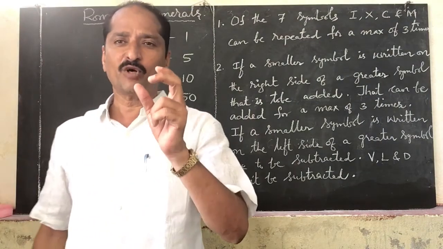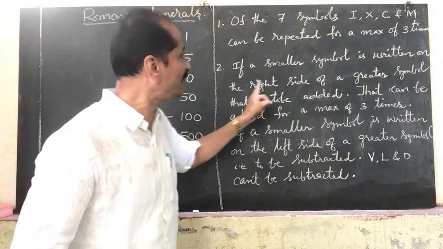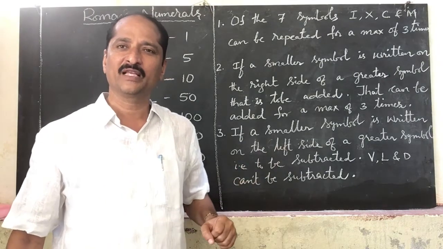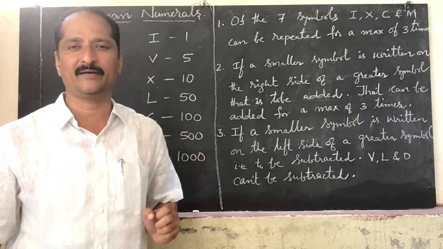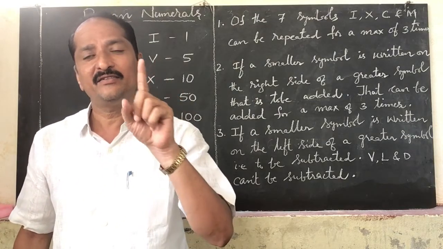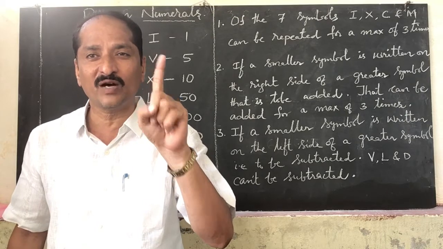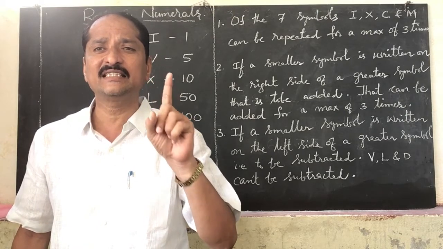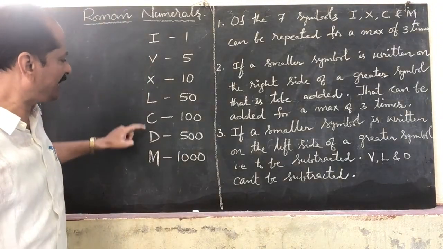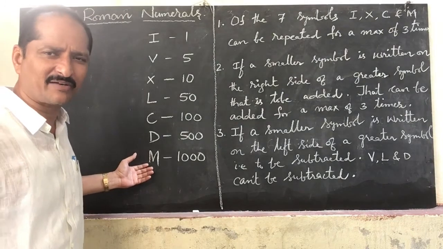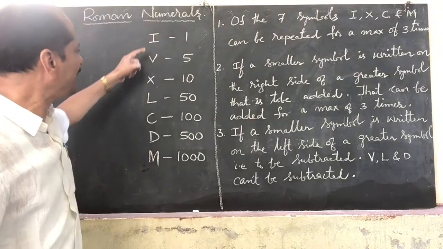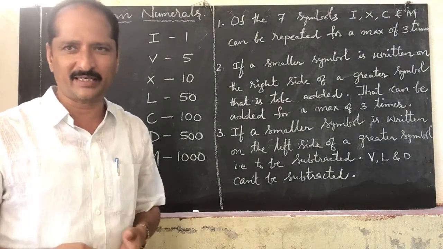That is the rule. Whenever we are writing a smaller symbol on the left side of a greater symbol, that is to be subtracted. And which symbols can be subtracted? Again, those which start in Hindu Arabic numerals with 1. That means I, X, C and M. M anyway we can't subtract, because this is the greatest symbol. This cannot be subtracted from any other number. So I, X and C only can be subtracted.